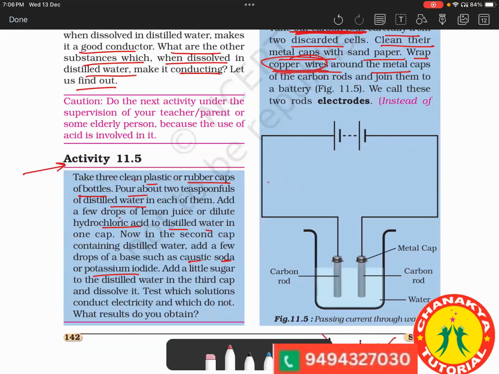No, copper is not a bad conductor. Copper is a good conductor. That's why we use copper in the wires. In electrical wires also, we use copper. Yes, sir, I got confused.